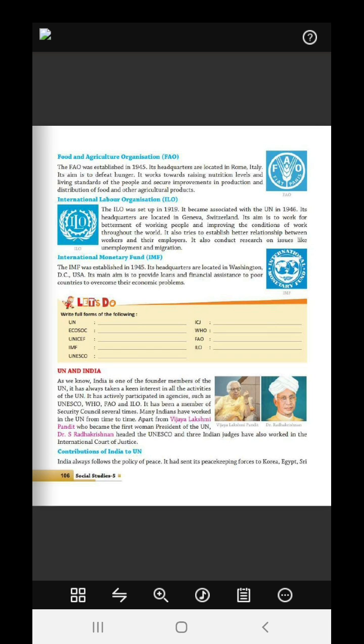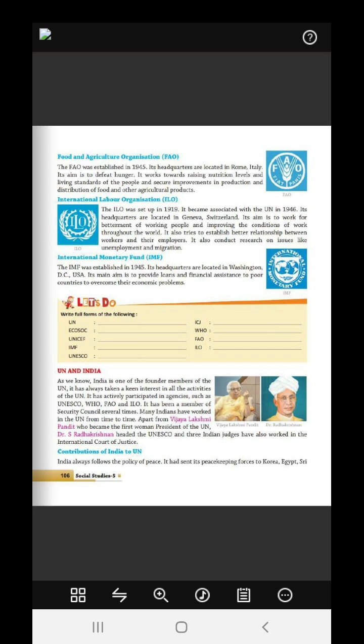Now, International Labour Organization. International Labour Day is celebrated on 1st May, I hope you know. The ILO was set up in 1919. It became associated with the UN in 1946. Its headquarters are located in Geneva, Switzerland.